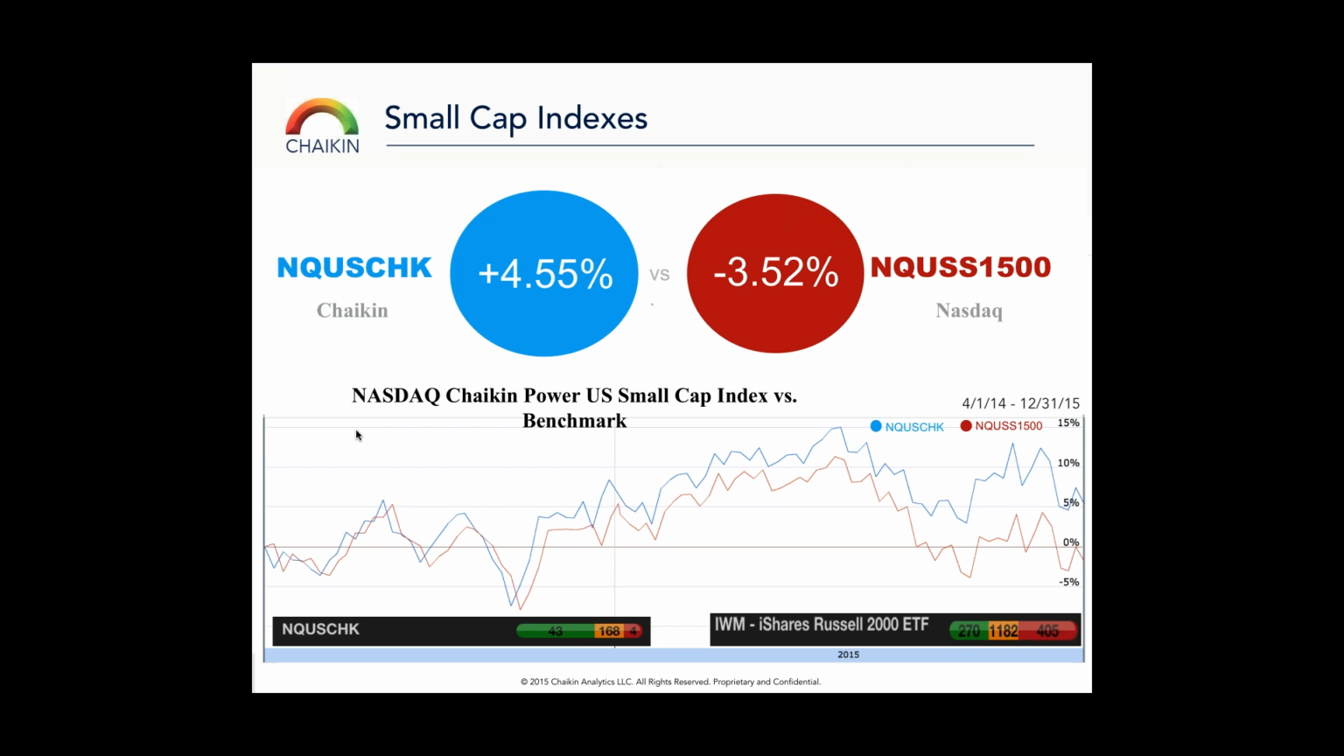So here's an actual chart of that, and it highlights something that's really important. Our small cap index for the 21 months has been up 4.55%. The NASDAQ 1500, which is equivalent to the Russell 2000, was down 3.5%. Wouldn't you like to be up when the market's down?